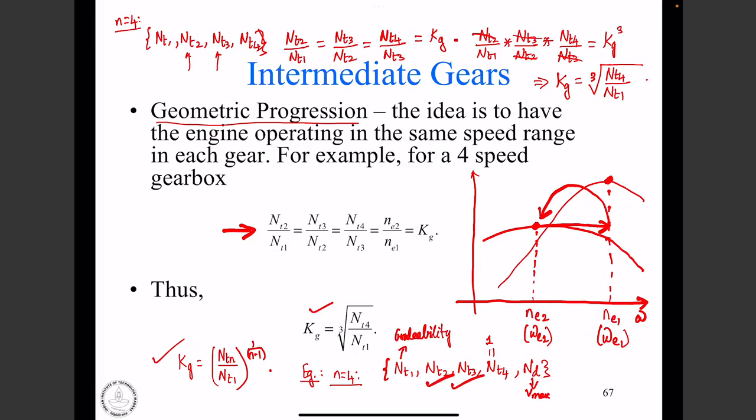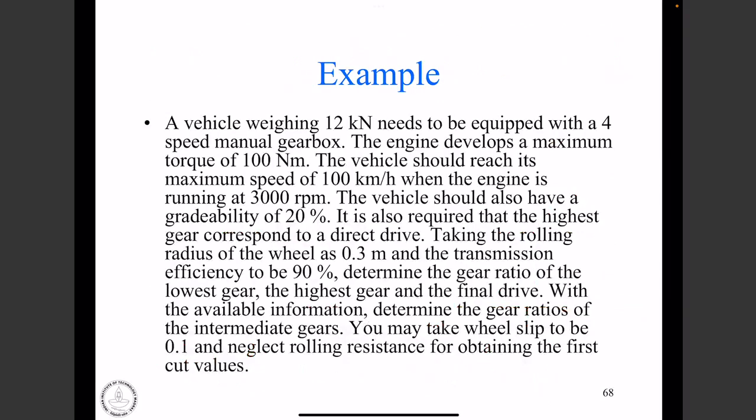So this is the next homework problem which I want you to do, which is once again part of homework number 7. There is a vehicle which weighs 12 kilonewtons and it needs to be equipped with a 4-speed gearbox. We are given that the engine develops a maximum torque of 100 Newton meter, so TE max is equal to 100 Newton meter. And the vehicle should reach its maximum speed of 100 kilometers per hour, so Vmax is equal to 100 kilometers per hour.